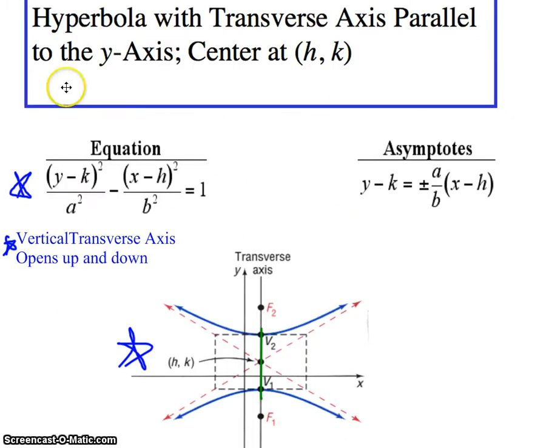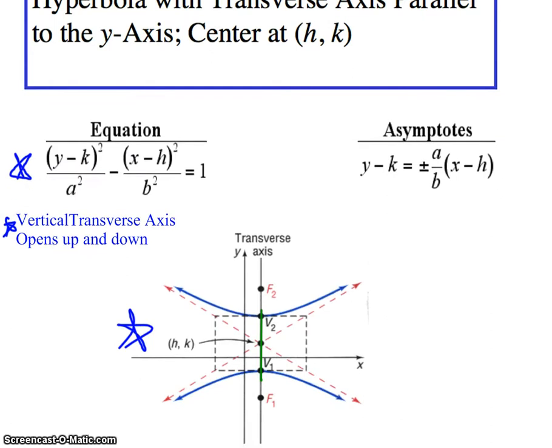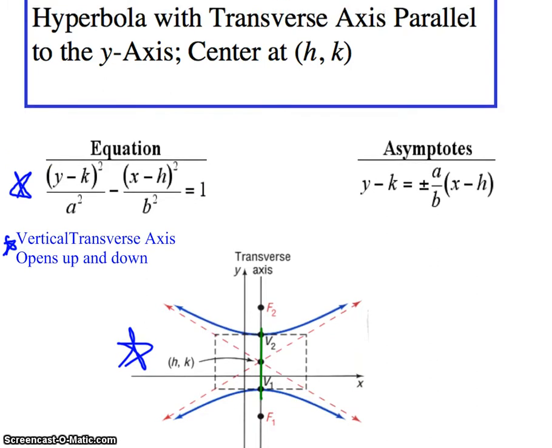Now if y is in the front and x is negative, then it has a vertical transverse axis. Therefore, your hyperbola will open up and down. Again, you have your asymptotes there. If you guys need to stop the video, go ahead and stop at any time. Let's go ahead and graph.